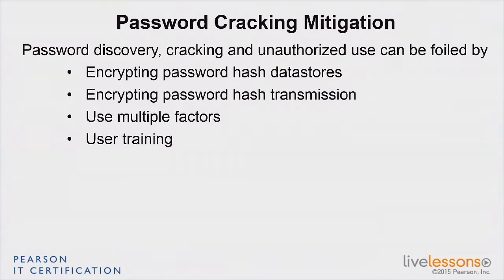So our password cracking mitigation: password discovery, password cracking, and unauthorized use can be foiled by encrypting our password hash data stores, encrypting our password hash transmission, and using multiple factors. So what we're talking about here is implementing multi-factor authentication, where we're not solely dependent upon passwords, and then user training, ensuring that our users are not sharing their passwords, they're not using the same password over and over at various locations, that they're creating strong, complex passwords, and that they are changing them with a frequency that will allow us to foil an attacker.